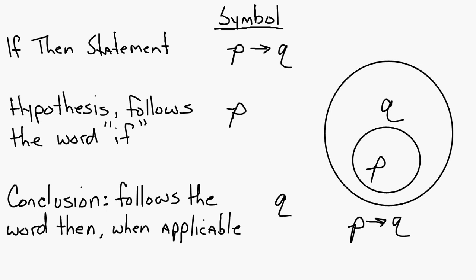There's a couple of examples at the bottom of page 107 we need to look at. Example 1A asks to identify the hypothesis and the conclusion. This is as simple as it gets. Identify the hypothesis and conclusion of each conditional statement. In statement A, if the forecast is rain, then I will take an umbrella. What's the hypothesis?